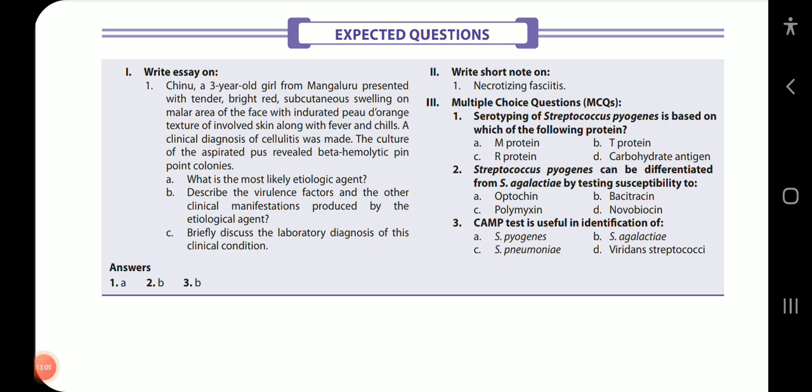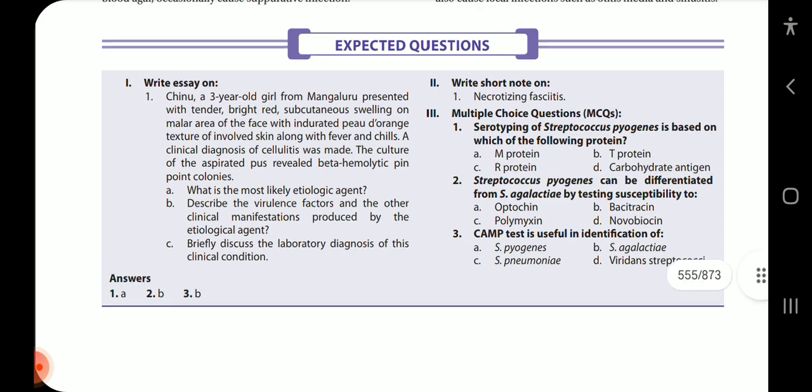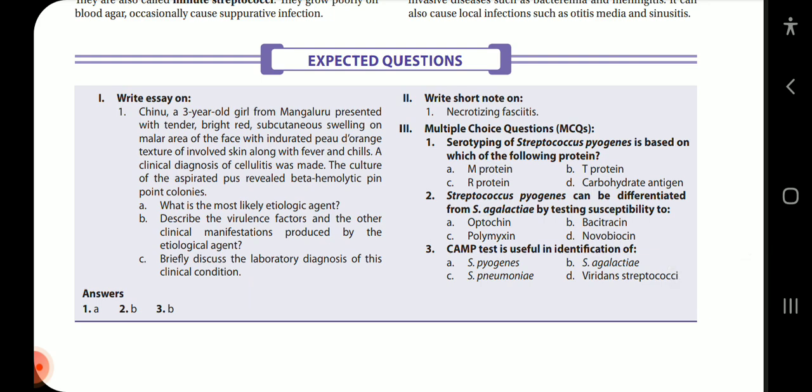Chinu, a 3-year-old girl from Mangaluru, presented with tender, bright red subcutaneous swelling on the malar area of the face with indurated peau d'orange texture of the involved skin, along with fever and chills. A clinical diagnosis of cellulitis was made. The culture of the aspirated pus revealed beta hemolytic pinpoint colonies. Clearly, this is a case of Streptococcus pyogenes infection. The virulence factors, clinical manifestation, and the lab diagnosis can be written by us. A short note on necrotizing fasciitis we can write.